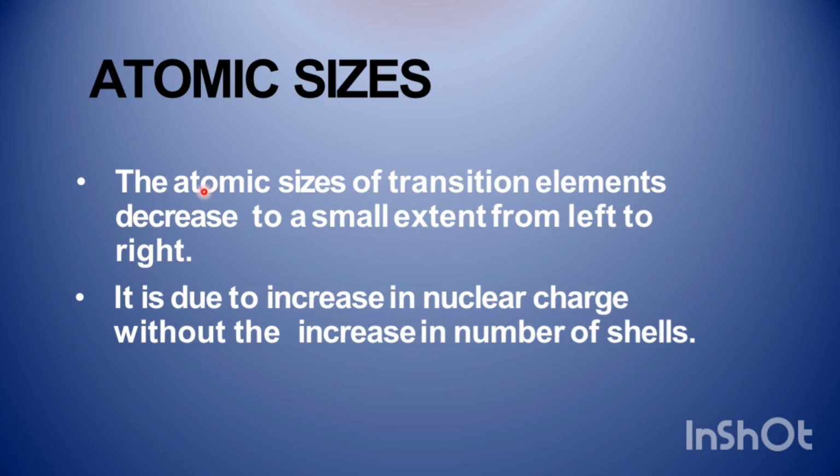Students, the atomic sizes of transition elements decrease to a small extent as we move from left to right in the periodic table. Now, what is the reason for that? It is due to the increase in the nuclear charge without the increase in the number of shells. The number of valence shells remains the same. Only one electron is being added, but the nuclear charge increases. Therefore, the size is decreased to a very small extent.